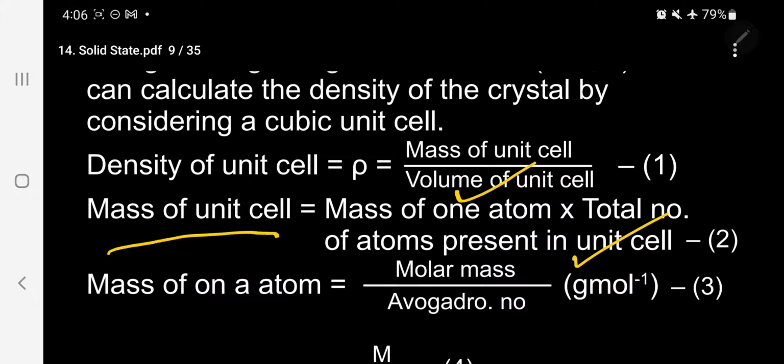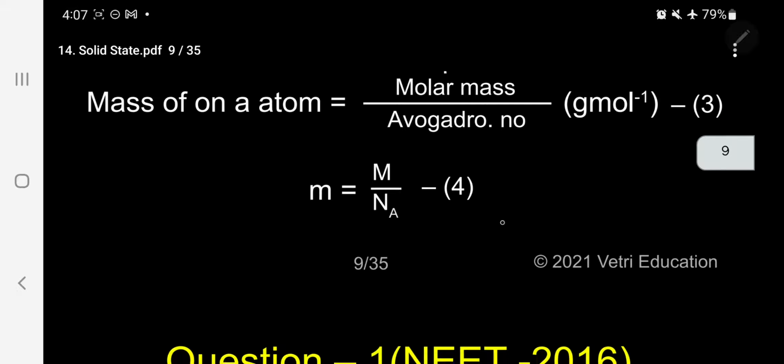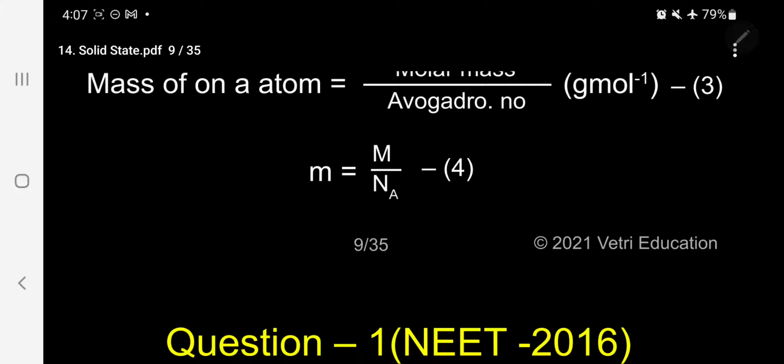Suppose you want to calculate the mass of a single atom. The molar mass of the substance divided by the Avogadro number will give the mass of an atom. Please follow, this is the fundamental idea you must have. This is the formula: mass of an atom equals the total molar mass of the substance divided by the Avogadro number.